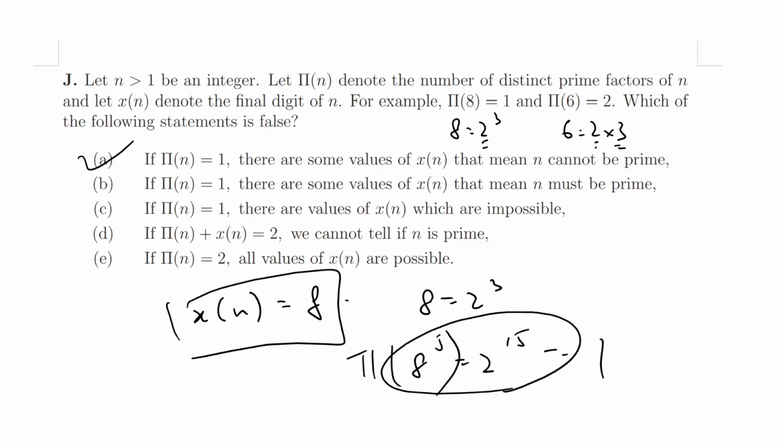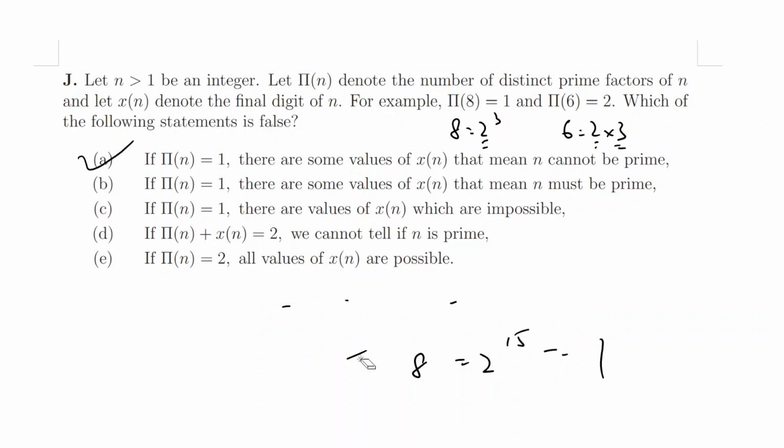All right, part B then. If pi of n equals 1, there's some values of x of n that mean n must be prime. Okay, so now let's work our way through that. We've got to check whether this is true or false. So let's start from x of n is, say, 1. Does that mean that it must be prime? Well, not really, because you could find a counterexample easily, for example, 11 squared is 121. This is definitely not prime.